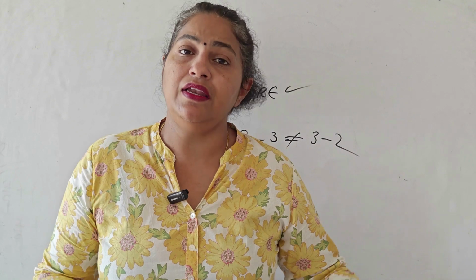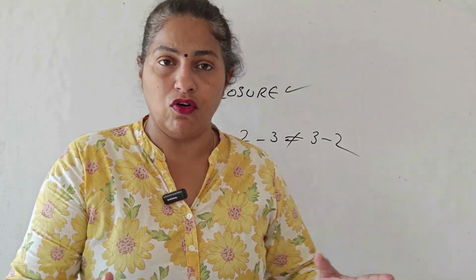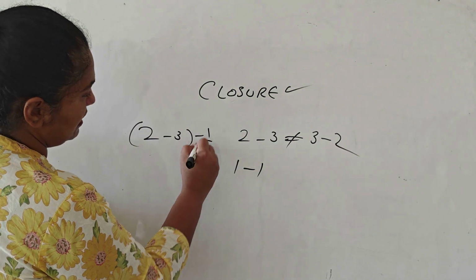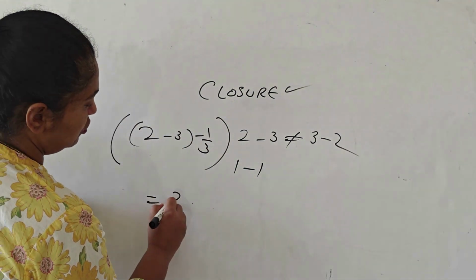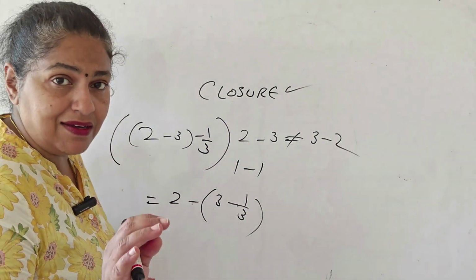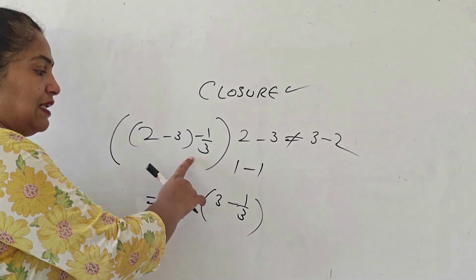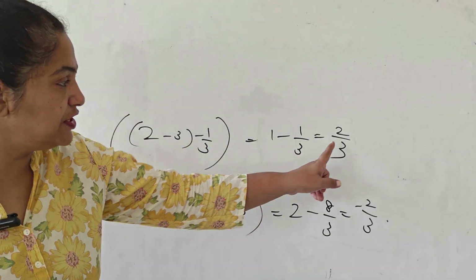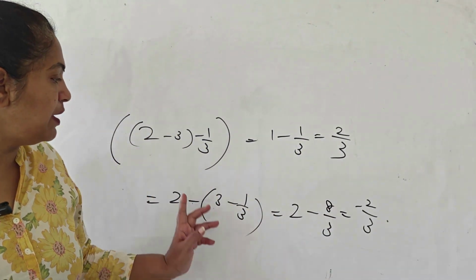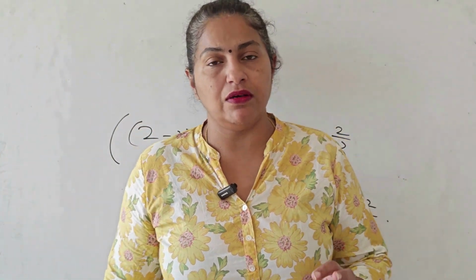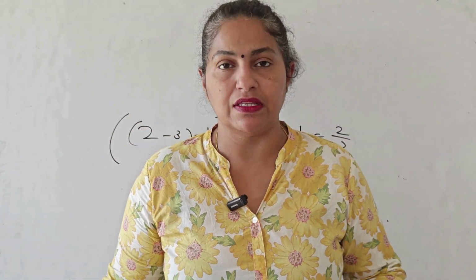For the same reason, it is not associative also. Suppose you have something like 2 minus 3 minus 1 by 3 and 2 minus 3 minus 1 by 3, grouped differently. Okay, let us see what we are getting for the LHS and the RHS. Here you can see that you are getting two different answers when you are applying the associative property. So, the subtraction of rational numbers is not associative either.